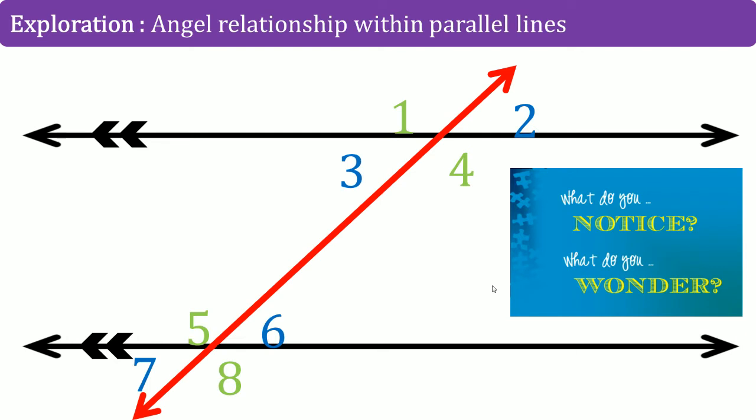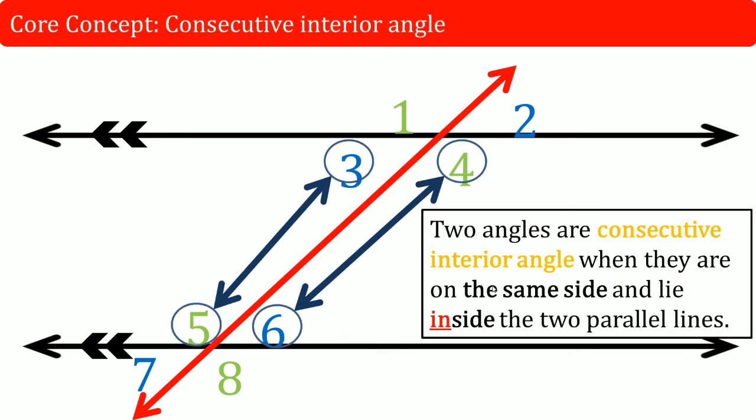What do you notice now about these two? 3 and 5. Notice they're both on the inside and they're on the same side of the red line. 4 and 6. Notice they're opposite colors too. So we call these consecutive interior angles because they're on the same side. So 3 and 5 are on the same side. That's why we call it consecutive. And the fact that they're in between the parallel lines, we call them interior.